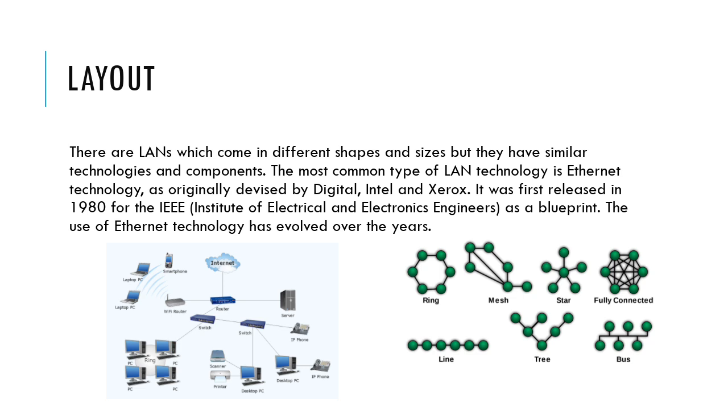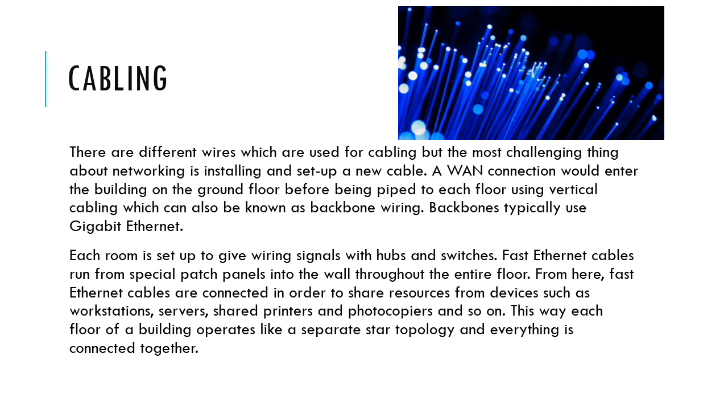Look, this is how the internet was, because there's a lot of wires used, and these are the type of network layouts. So there's different types of cabling, like WAN connection for a building, which would enter the building on the ground floor, being piped to each floor using vertical cabling, which can also be known as the backbone wiring.